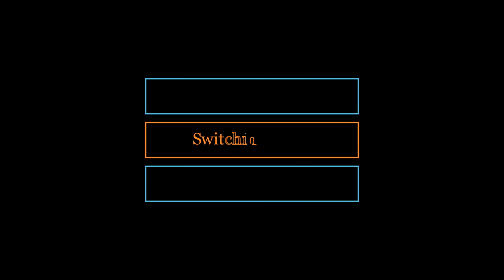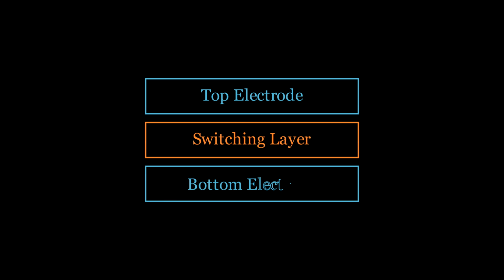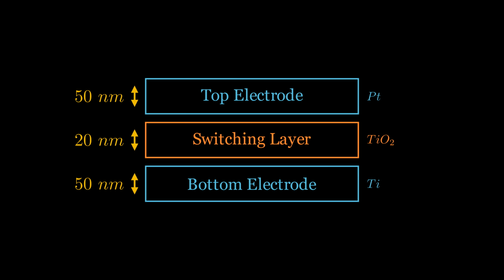A memristor consists of three thin films compacted like a sandwich. The middle layer is called the switching layer. The top and bottom layers are called the top and bottom electrodes respectively. The heart of the memristor lies in the switching layer, typically composed of a metal oxide like titanium dioxide. The top and bottom electrodes are usually made from inert or reactive metals like platinum and titanium. The layer thicknesses are at nanometer scale, that is why they are called thin films.